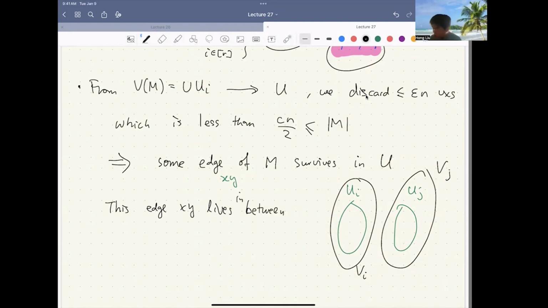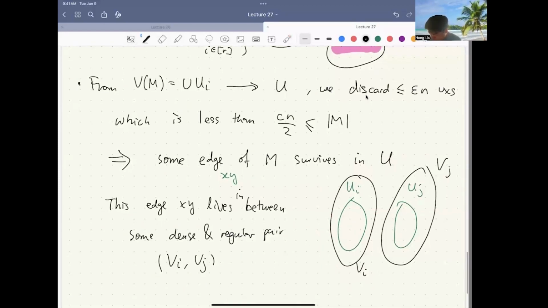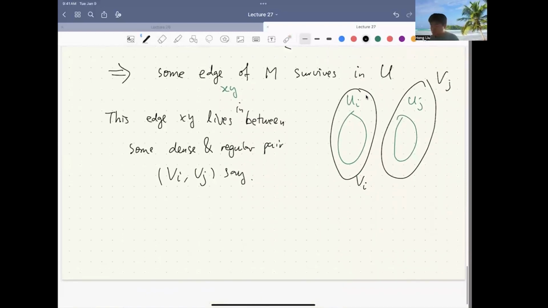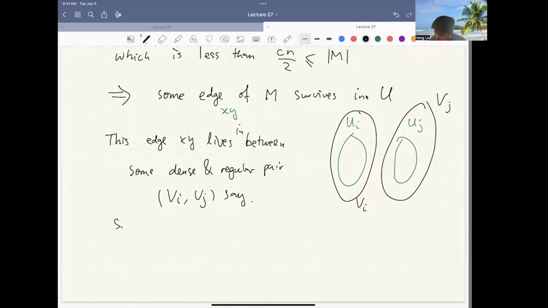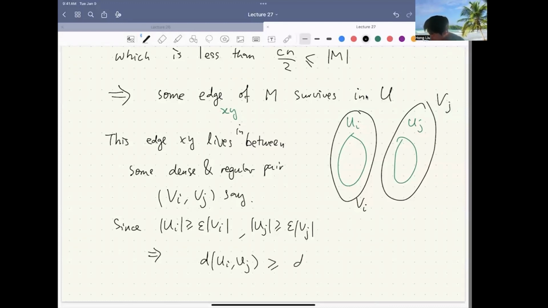This edge XY lives in between some dense and regular pair, Vi, Vj, say. Then since Ui by our choice is bigger than Vi, Uj is bigger than Vj, we get that the density of Ui Uj is at least the density of Vi Vj minus epsilon.